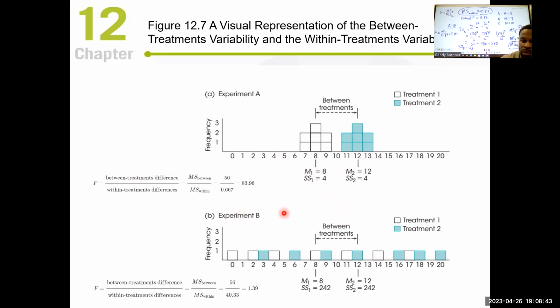However, look at experiment B. When you have a larger variance, you get 242 for each of them, with the same mean difference. The between group variance is again 56. But if you look at the within treatment differences, the mean square within is 40.33, for an F ratio of 1.39. That means there are no significant differences. So when the variance is extremely high, the likelihood of getting a significant F value is very low. But when you have very low variances, that's when you begin to see those high F ratios. And that's the difference between variability and F ratios.